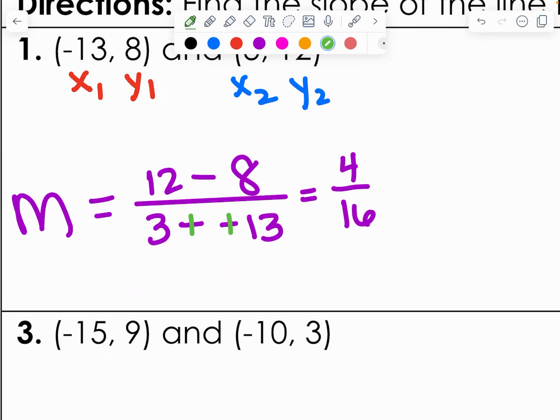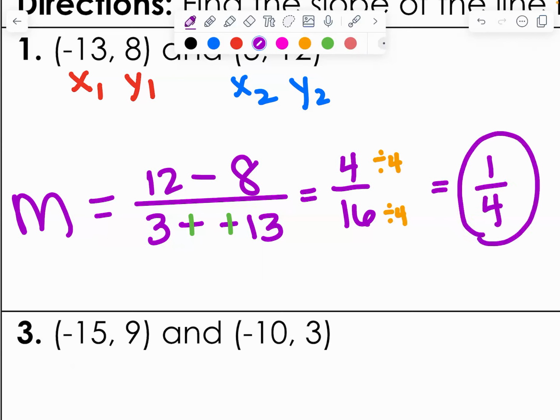Okay. Do I want you to keep your answer like this? No. What number can be divided into both? 4. So our answer is 1/4. Okay. You can use a calculator. So if you're struggling with some of these little calculations and you want to grab a calculator, just when you think you need it, just go grab it quietly, okay?